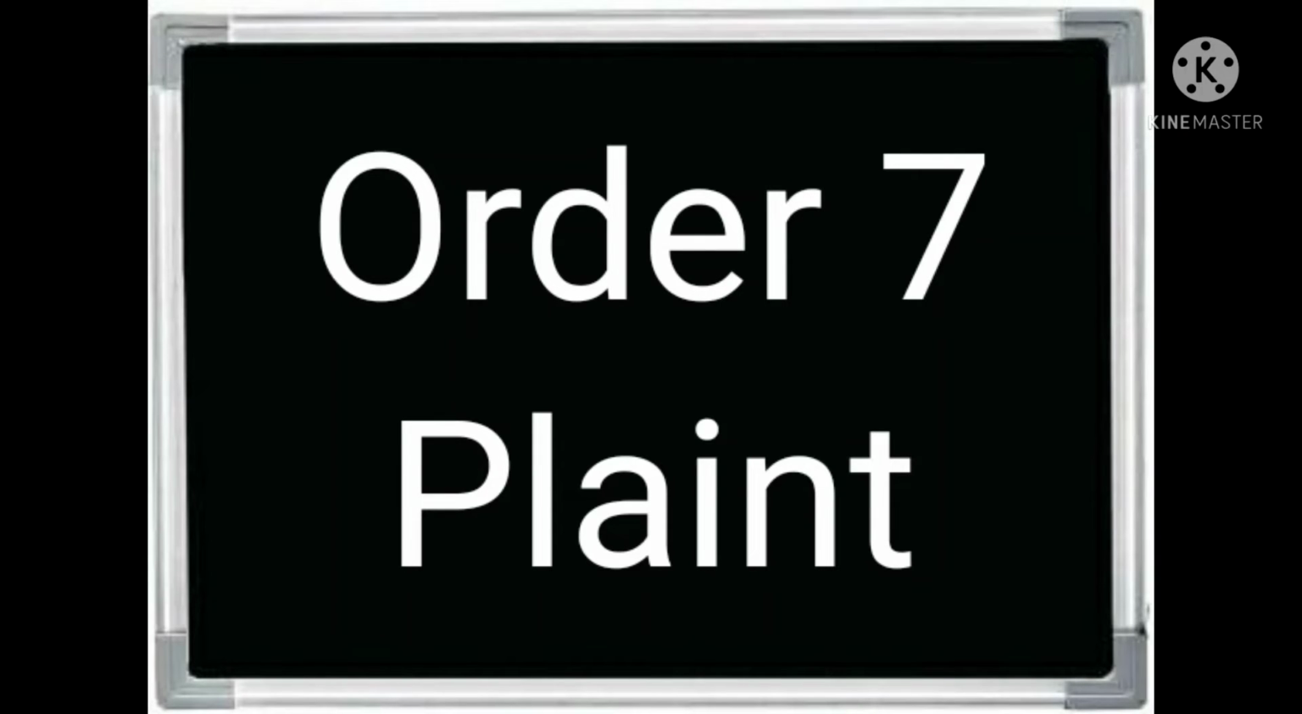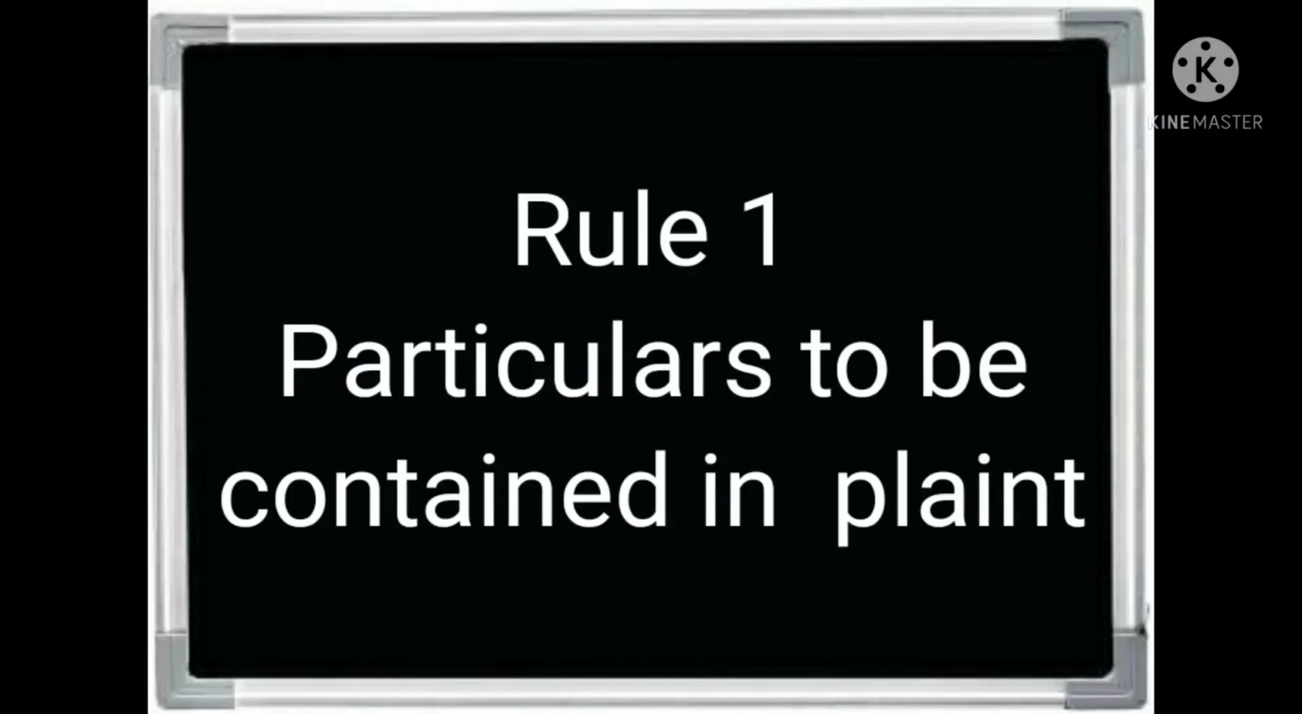Now we will move on to Order 7, which specifically deals with the plaint, and all the rules regarding the plaint are dealt with in this order. So this order is very important, and we need to know each and every important rule of this order. So let's get started with Rule 1. Rule 1 deals with particulars to be contained in the plaint.